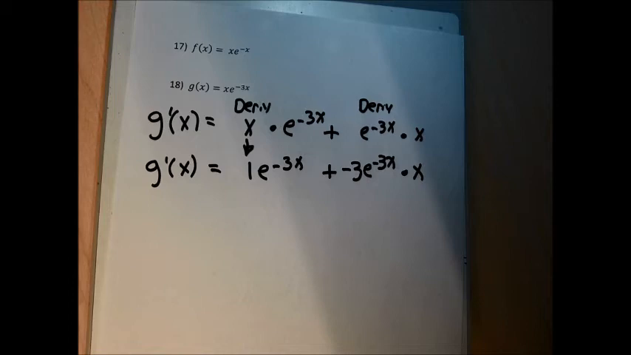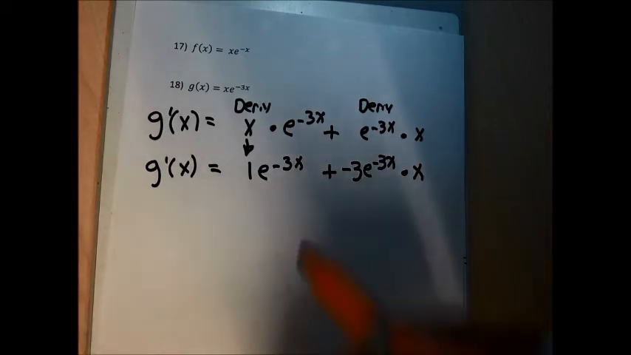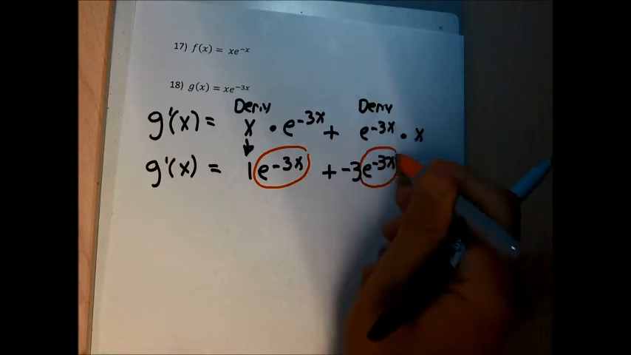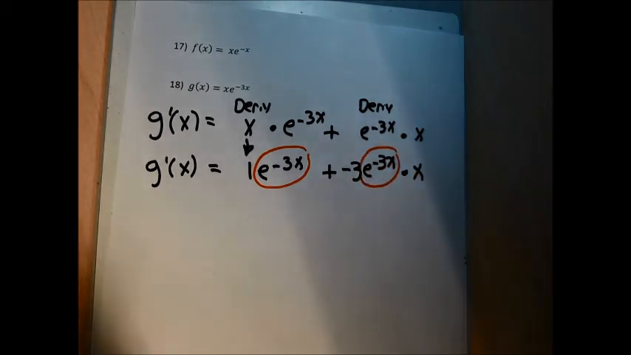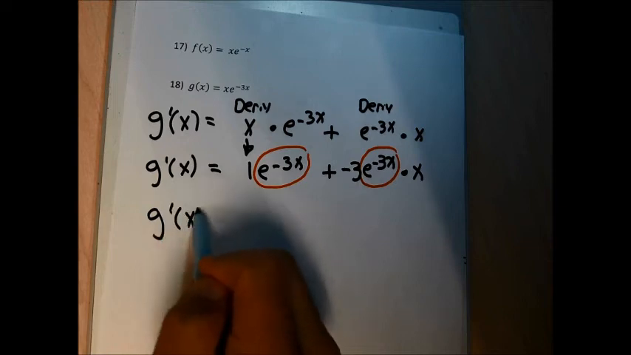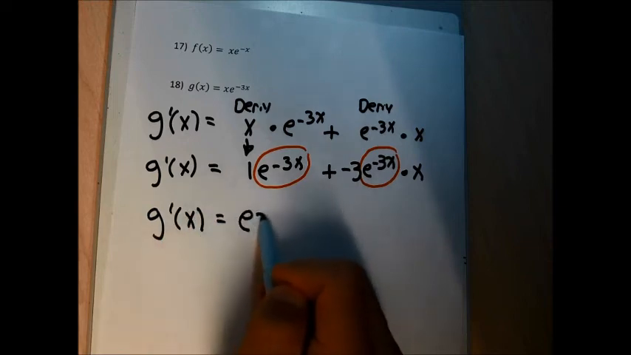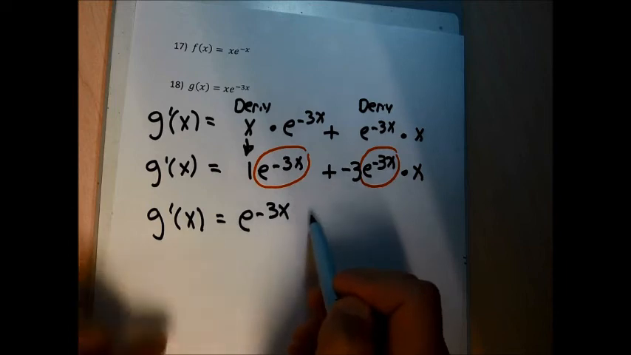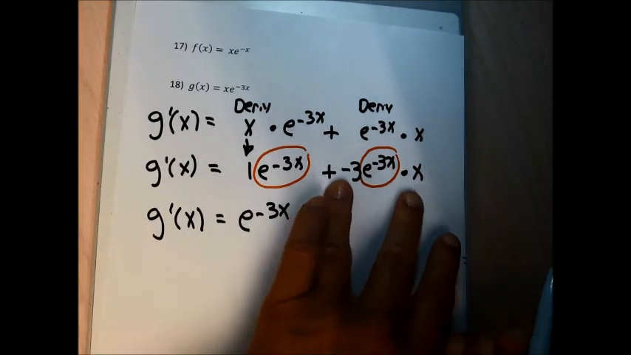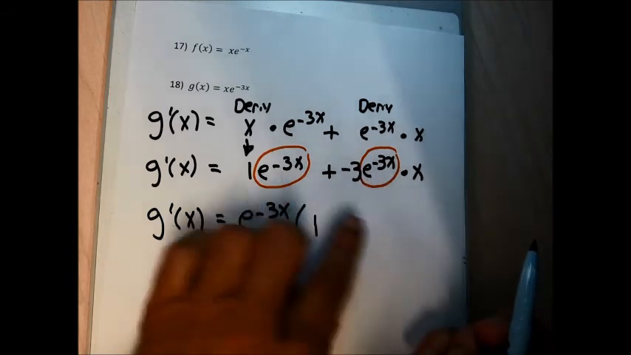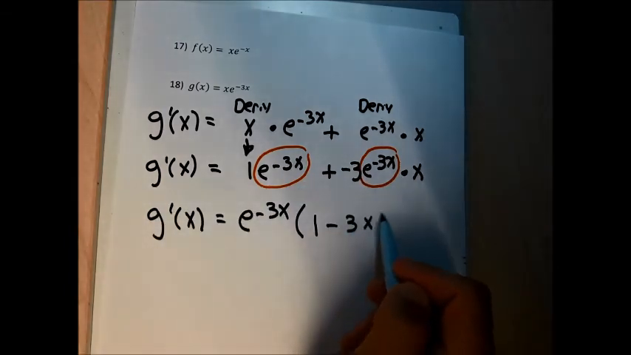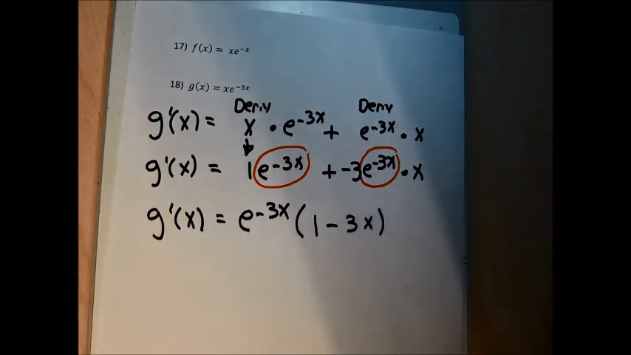Done with the derivative, now I look for common factors, and the only common factor is e to the negative 3x, because there's one on either side of that plus sign. So I'm going to factor out that e to the negative 3x. And I'm going to get e to the negative 3x. To the left of the plus sign, I'm left with a 1. To the right of the plus sign, I'm left with a minus 3x. And then rather than writing plus a minus 3x, I'm just going to write a minus 3x. That's a perfectly good answer.